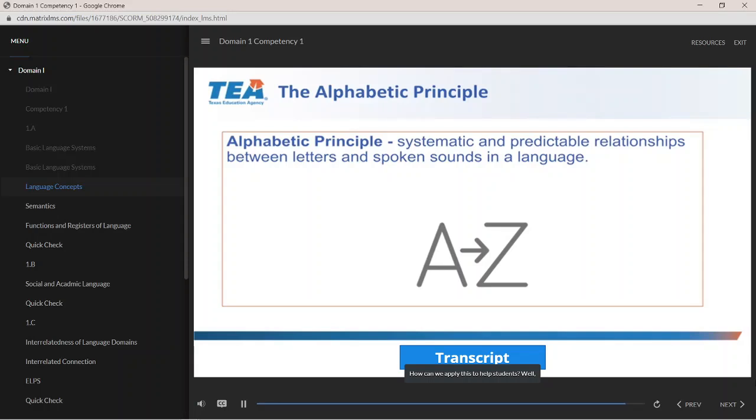How can we apply this to help students? Well, phonetic similarities and differences between a student's primary language, L1, and English, L2, can serve as background knowledge for new understanding in L2, based on the alphabetic principle, or relationship between phonemes and graphemes.